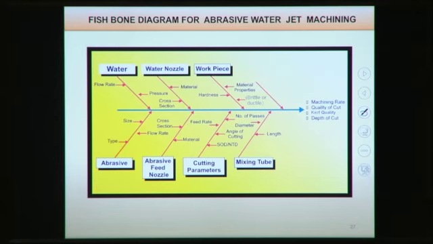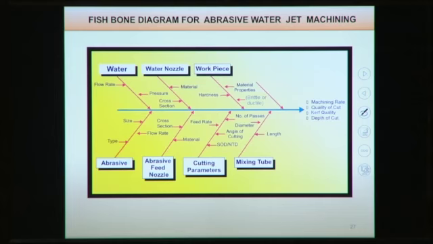Then cutting parameters. Among the cutting parameters, transverse speed is one parameter. Stand-up distance is one parameter. Cutting velocity is one parameter. Number of passes is also one parameter. Angle of cutting is one of the parameters. So these are the different cutting parameters or machine parameters. And for the mixing tube, the length of the mixing tube is a very important thing, and the mixing tube diameter is also an important parameter. So by changing all these parameters, you can change the efficiency of this abrasive water jet machine.